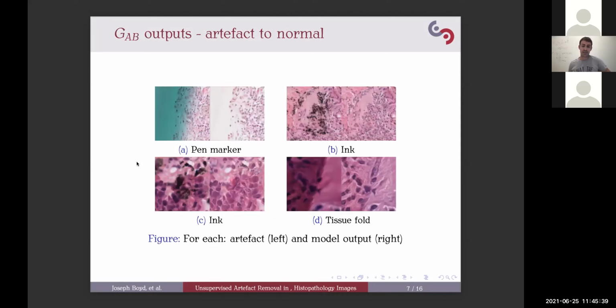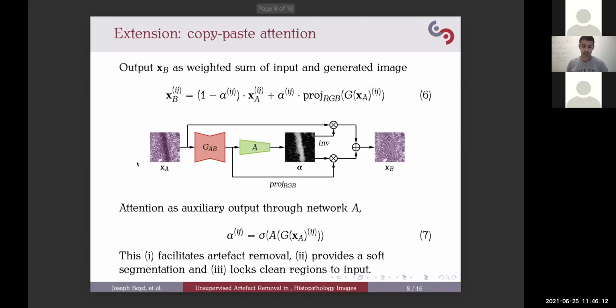What this looks like here is some samples from the artifact domain on the left of each of these panes. And on the right, we see the AB generator model output, and we see that it's relatively successful in cleaning these artifacted tiles, even in the challenging case of the tissue fold in figure D, where the morphology itself has been changed. So we have some success.